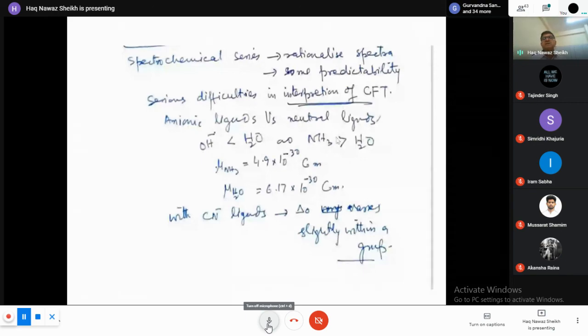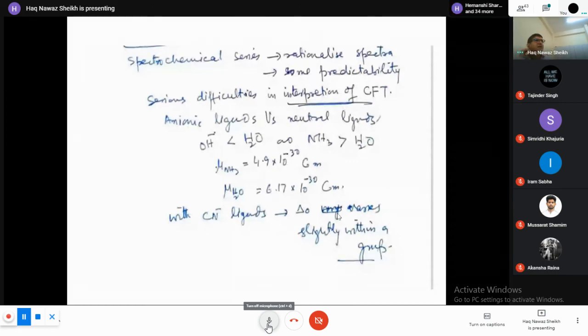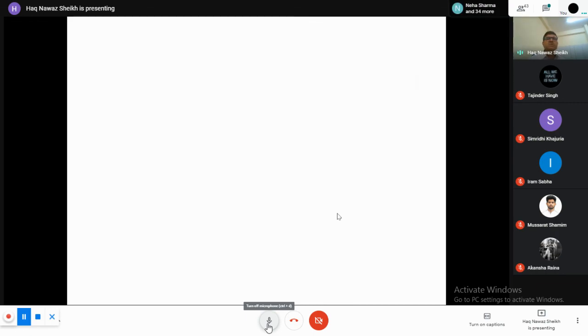And when you have the cyanide ligand, delta increases by only a small margin when you go from 3d to 4d or 5d metal ions. So these difficulties, these shortcomings led to the downfall of crystal field theory, and the better thing is that it also led to the development of the alternative theory, that is ligand field theory, and then ultimately to molecular orbital theory, which we will discuss next time, right? It questioned the very foundation of the crystal field theory, and eventually led to the development of ligand field theory and then to molecular orbital theory.